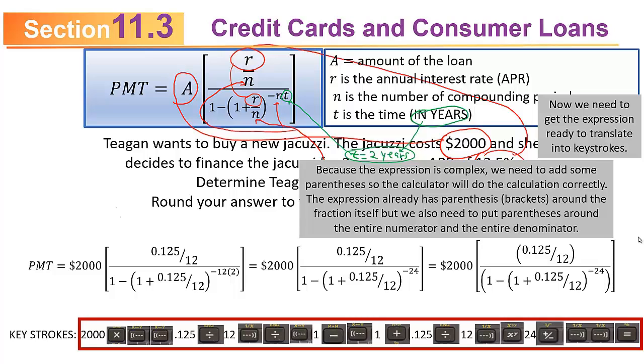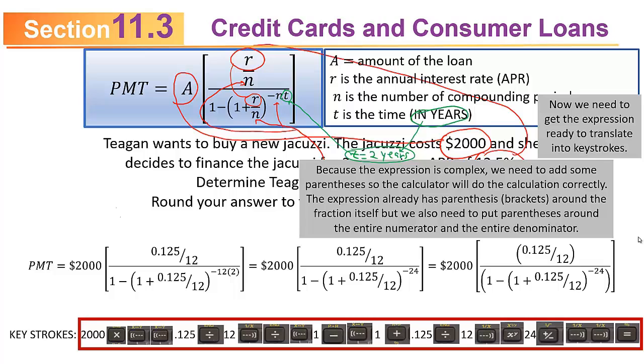So you want to type in the 2,000, and it's an understood or implied multiplication, so you have to press times. Now the next thing you notice is that I have left paren entered twice, and that is because the bracket next to the 2,000 is really a parenthesis. And then when you get up to the numerator, you've got another parenthesis. So you've got to enter left parenthesis twice.